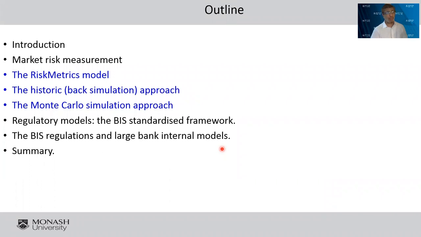Now, just to come back to what we are going to talk about today, we will introduce market risk. We will talk about its measurement, and we have three measurements: the risk metrics model, and another model because this has some weaknesses. They provide what we call the historical or back simulation approach, and as you can see, it's already simulation. This also has another problem and weaknesses. Then they provide the Monte Carlo simulations. This is what we see in the industry.